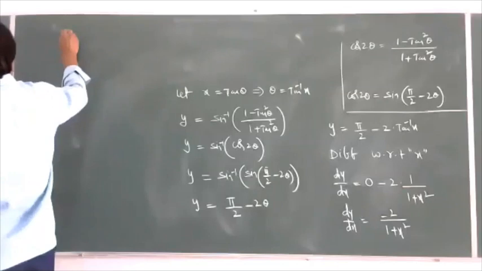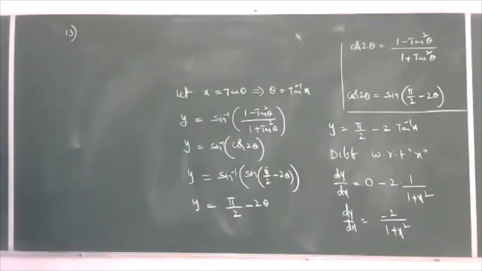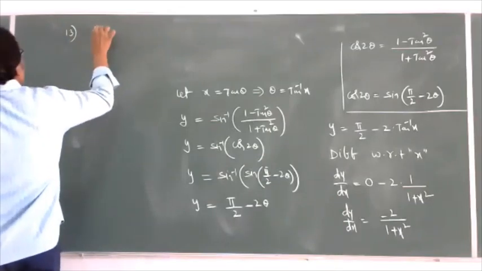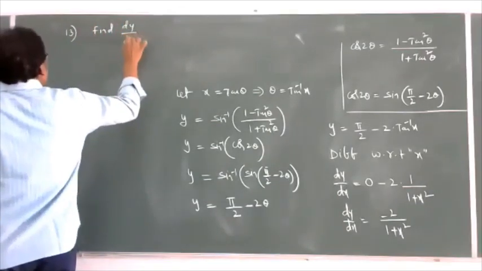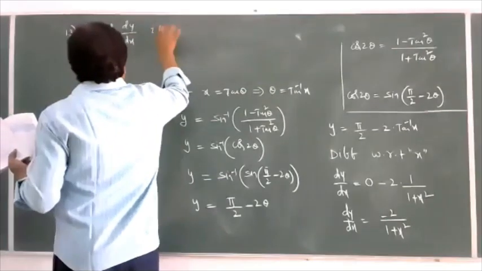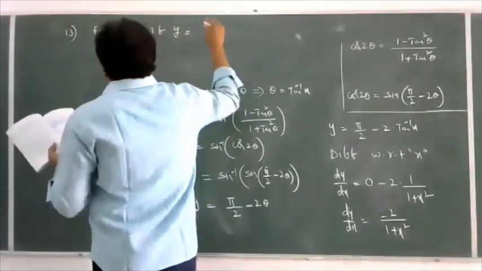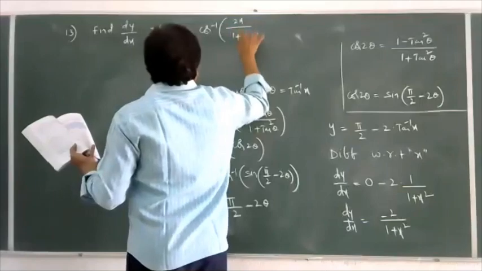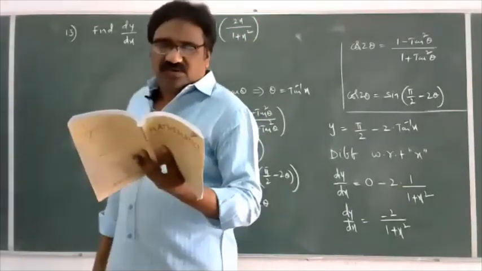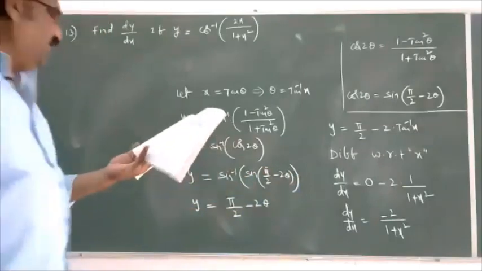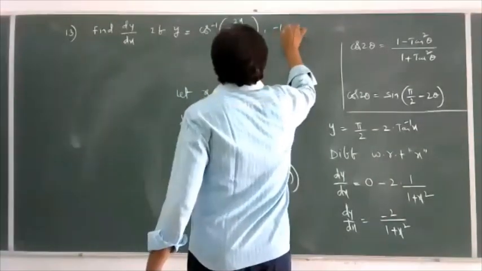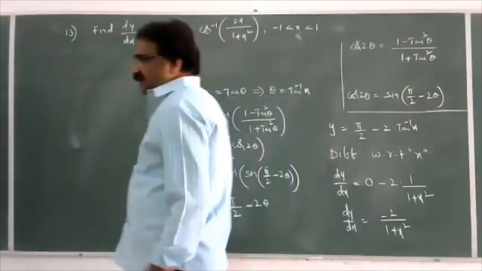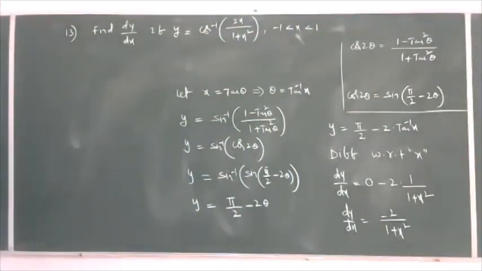Next, we are going to the 13th problem. Find dy by dx if y is equal to cos inverse of 2x by (1 plus x square), where minus 1 is less than x is less than 1.